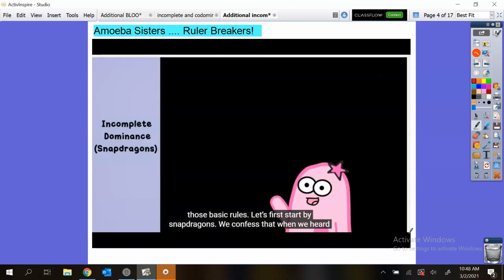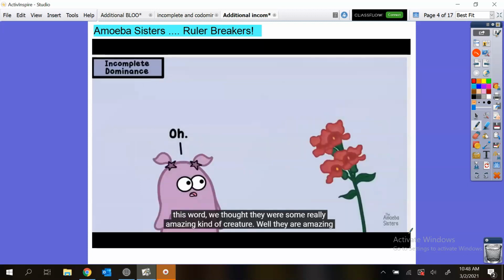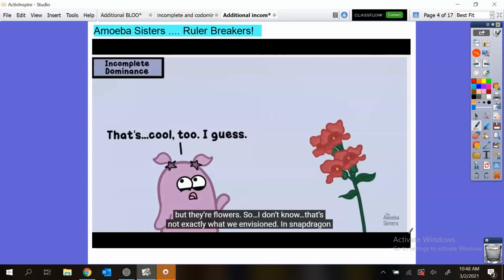So let's first start with snapdragons. We confess that when we heard this word, we thought they were some really amazing kind of creature. Well, they are amazing, but they're flowers. So I don't know, that's not exactly what we envisioned.